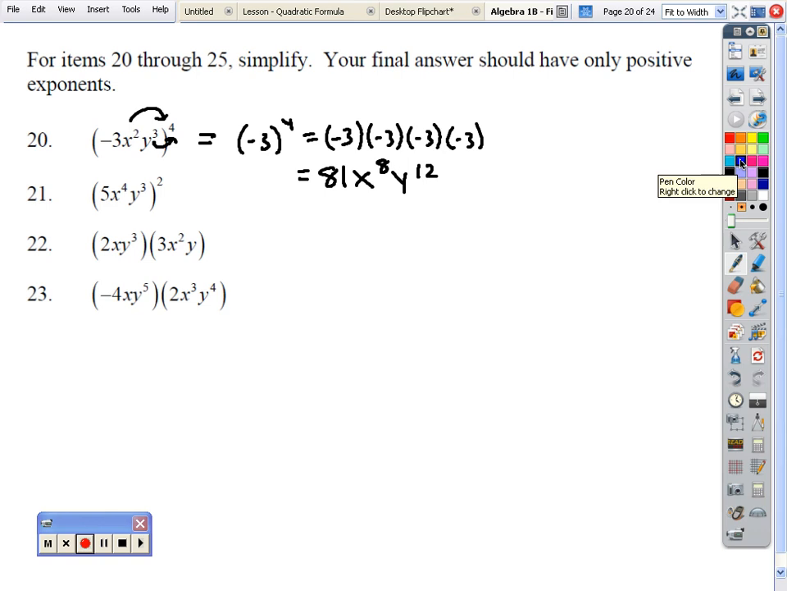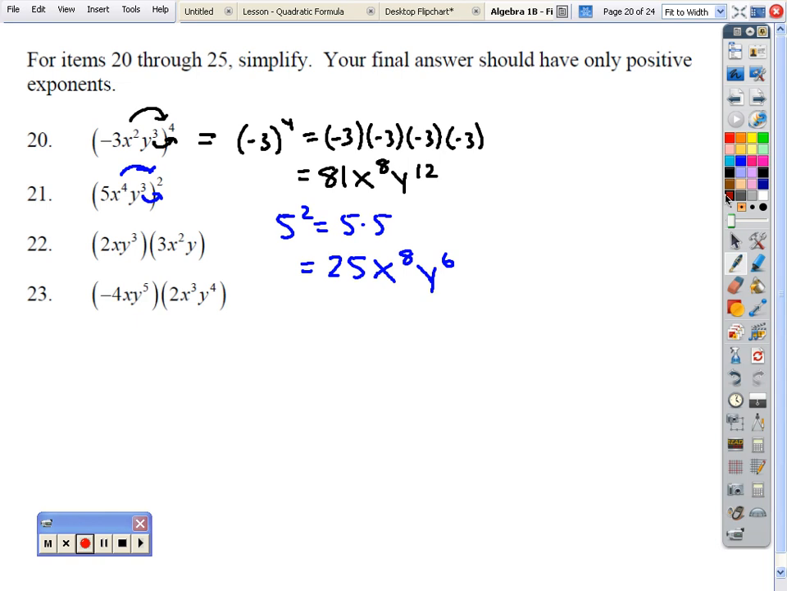For 21, it's going to be very similar. First I take the number, the coefficient, which is 5, to the second power. It's going to be 5 squared, which is 5 times 5. So that gives me 25. And again, I'm going to multiply the exponents. 4 times 2 here is 8, so it'll be x to the 8th. And 3 times 2 is 6, so it's going to be y to the 6th. So that would be number 21.